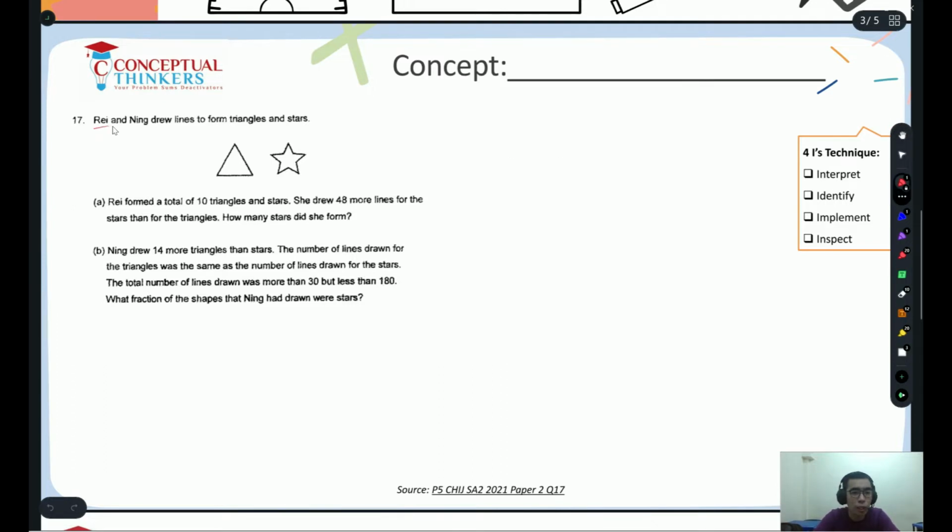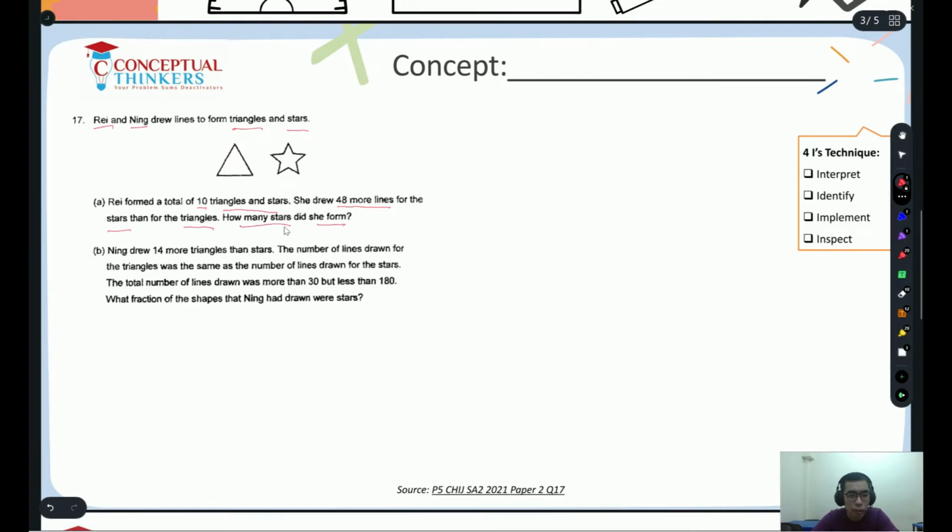So we have Rei and Ning drew lines to form triangles and stars. It's split into two parts. Rei formed a total of 10 triangles and stars. She drew 48 more lines for stars than triangles. So how many stars did she form?